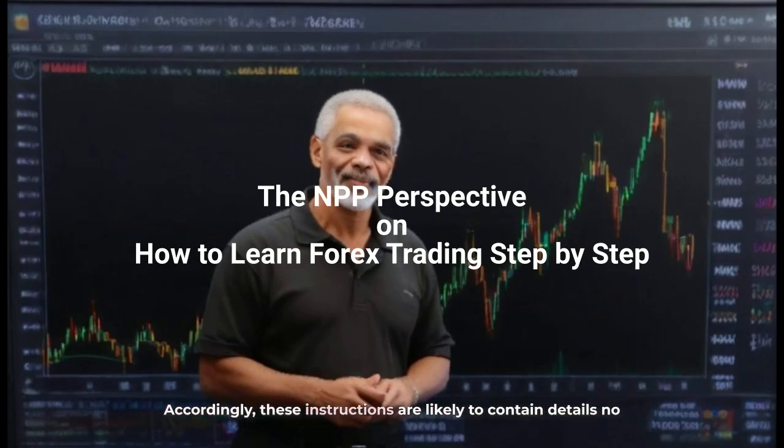Accordingly, these instructions are likely to contain details no one else will be able to interpret correctly. This is because, unlike every other trading system with which Fred is familiar, which define moving averages in terms of periods, Duckworth defines them in terms of temporal values, giving him the ability to quantify in which direction and by how much price is moving over any chosen time interval in terms of speed and motion rather than price.